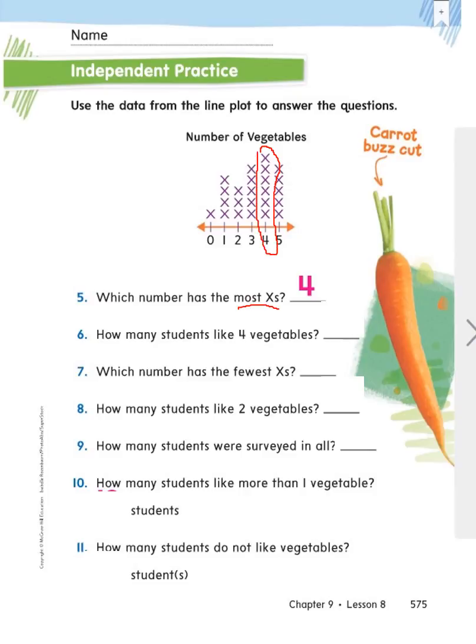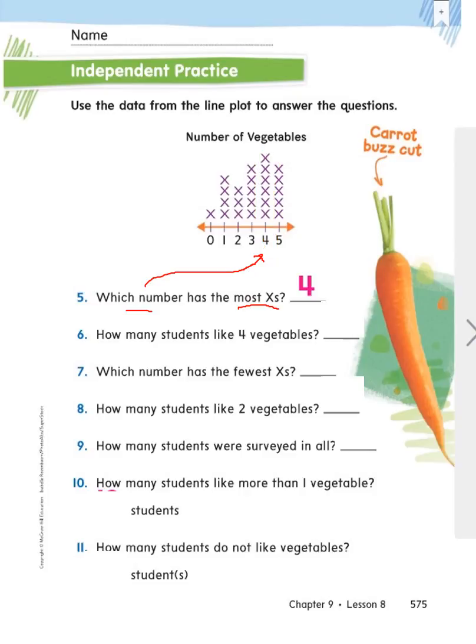The mistake you don't want to make is don't count the X's. It didn't say how many X's are there. 1, 2, 3, 4, 5, 6. It says which number has the most X's.